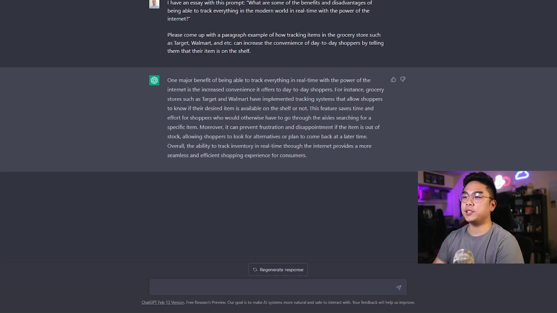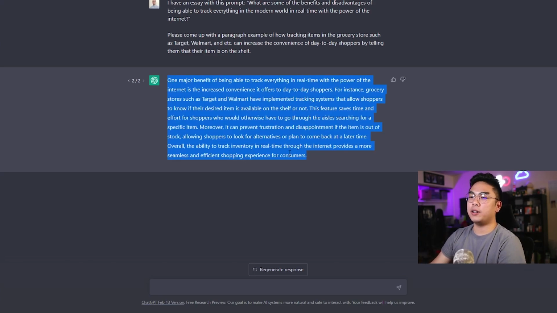So you can easily see that ChatGPT has actually come up with a paragraph for us saying that one major benefit of being able to track everything is the convenience that it gives to day-to-day shoppers. And essentially what I told it gave me 5 sentences over here. And this is actually pretty useful, this paragraph. I could definitely use this as a huge inspiration to write my essay, right? So I could literally just copy the structure and the flow of this, rewording things in our own words, but having this idea in mind.